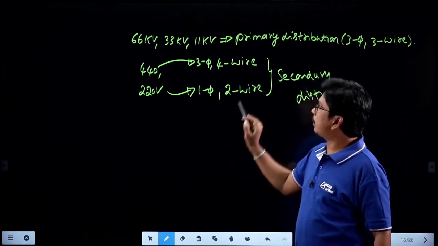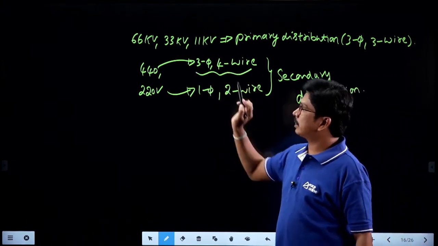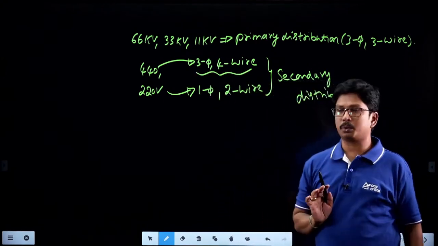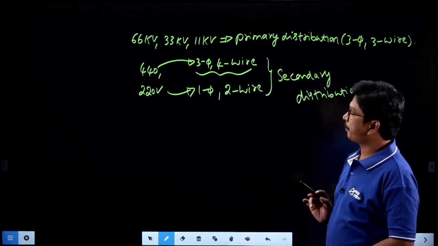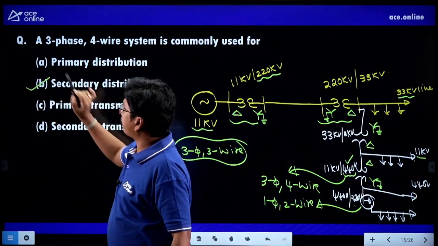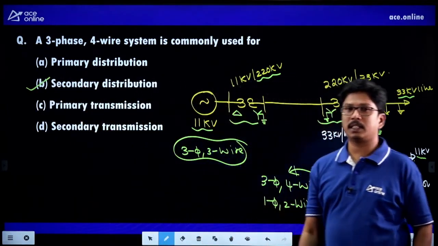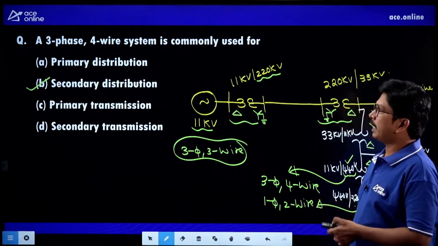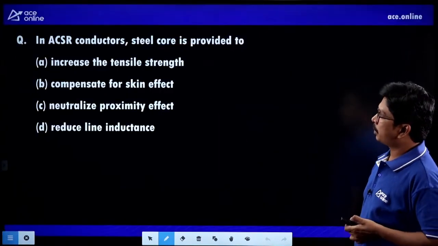Clear, everybody? So we have to use a 3-phase 4-wire system in the secondary distribution, students. Right, so the correct answer is secondary distribution. The 3-phase 4-wire system is used in the secondary distribution. So I am going for the next question here. Try to solve the next question.